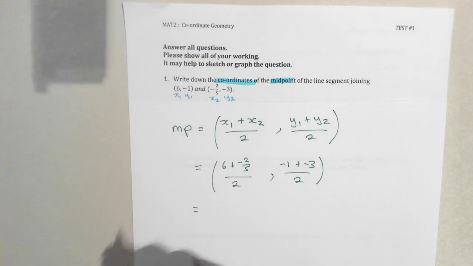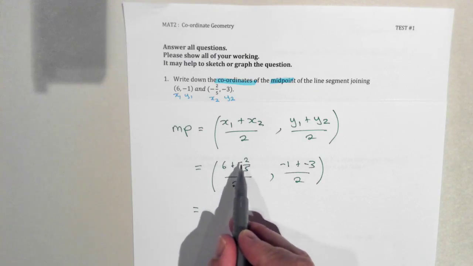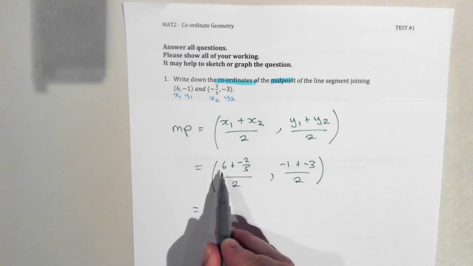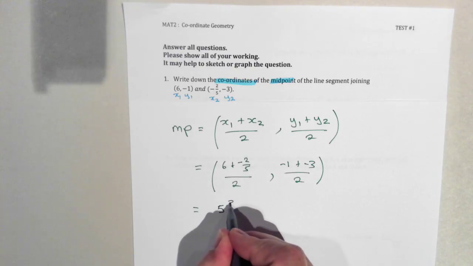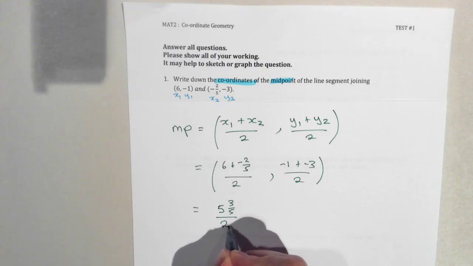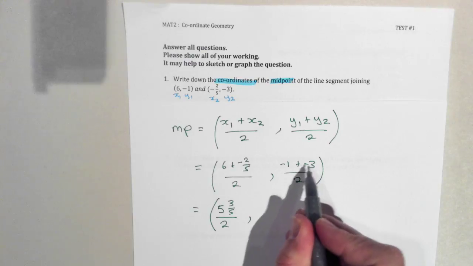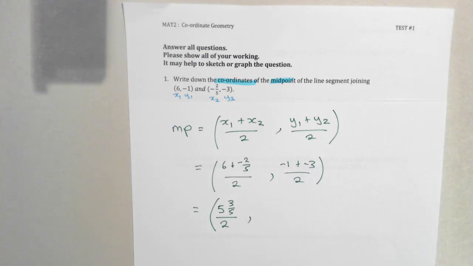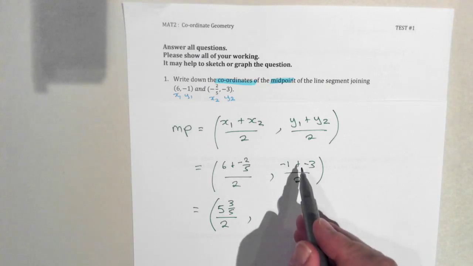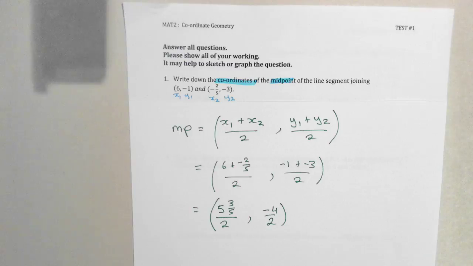Now we need to simplify that. So 6 plus negative 2/5, a plus and a negative next to each other, is going to combine to give us a subtraction. So 6 take away 2/5 is going to give us 5 and 3/5 all over 2. And negative 1 plus negative 3, a plus and a negative next to each other, becomes a minus. So we've got minus 1 minus 3 gives us minus 4 over 2.